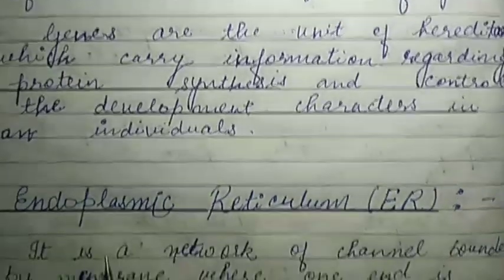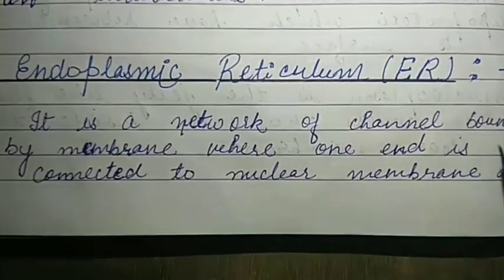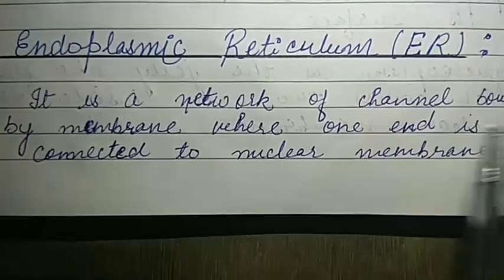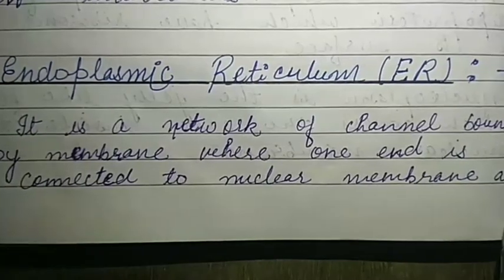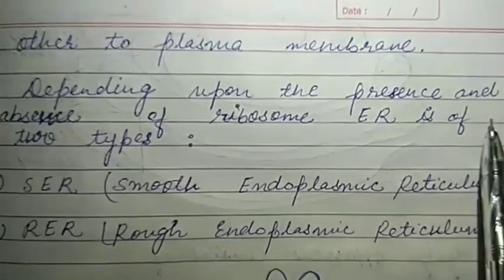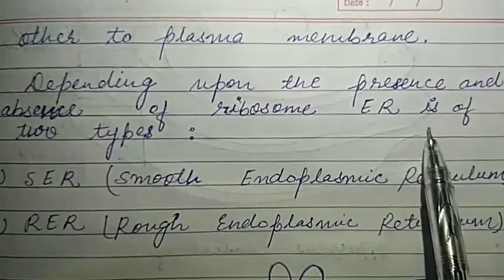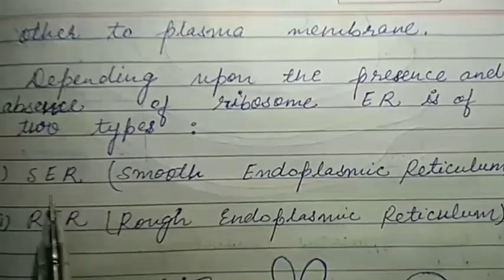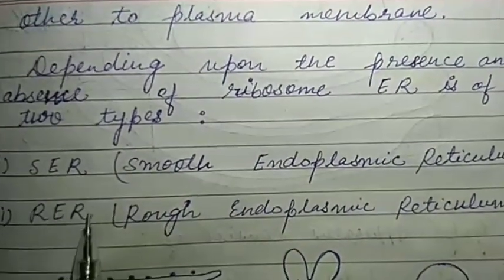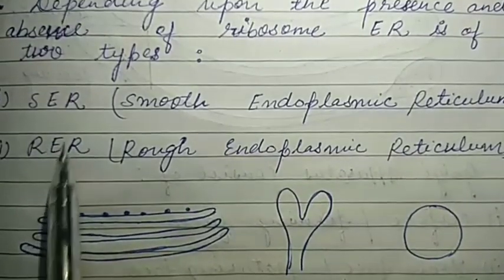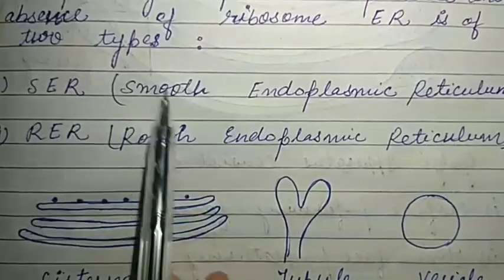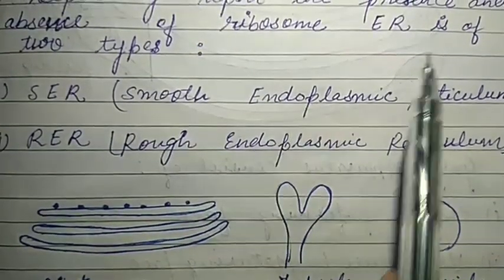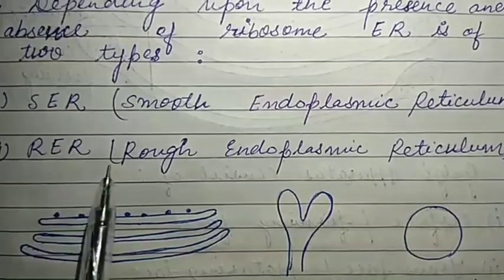The next topic is the endoplasmic reticulum. It is a network of channels bounded by membrane, where one end is connected to the nuclear membrane and the other is connected to the plasma membrane. Depending upon the presence or absence of ribosomes on the ER, it is of 2 types. If ribosomes are present, then it is called rough endoplasmic reticulum, and if ribosomes are absent, then it is called SER, means smooth endoplasmic reticulum. So the ER is of 2 types, SER and RER.